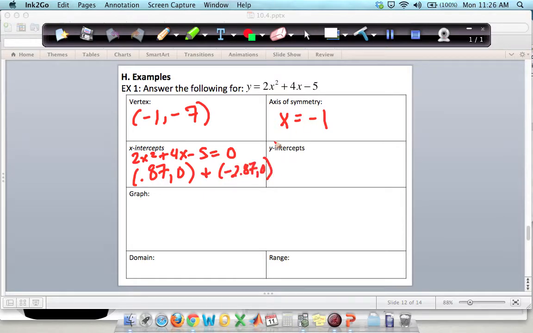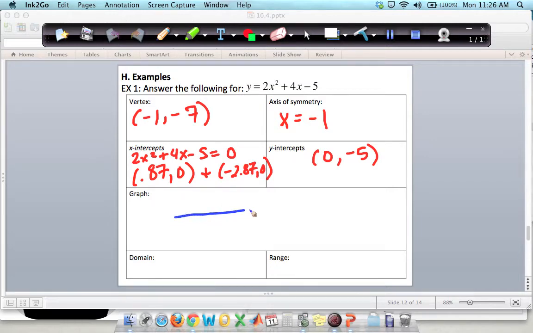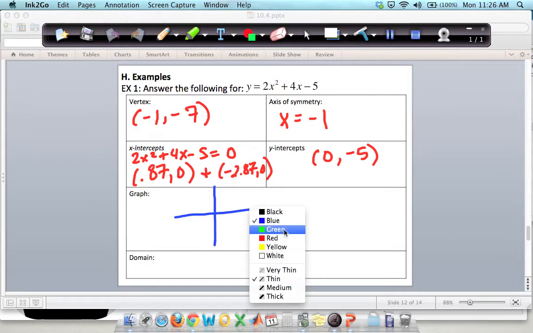For the y-intercept, remember that means you plug in 0 for x, which means these two x terms go away, and I'm just left with y is negative 5. So this is the point 0, negative 5. So I'm going to do a rough sketch of this quadratic. Make sure you label whatever you can. So let's start with the y-intercept of 0, negative 5.